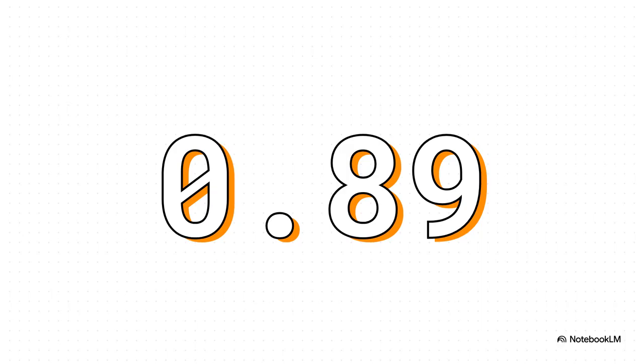So how much better was it? Well, the new refined model got an R-squared value of 0.89. In the world of statistics, R-squared basically measures how well your model's predictions match up with the real data. A perfect fit is a 1, so getting to 0.89, that is incredibly strong. It just goes to show that even relatively simple models, when they're refined, can be really powerful.